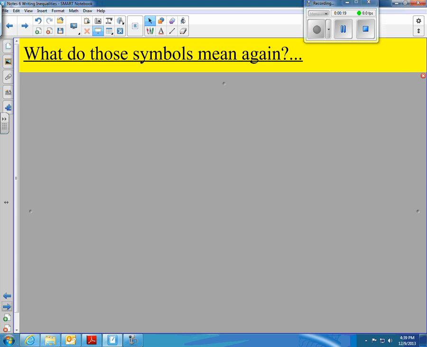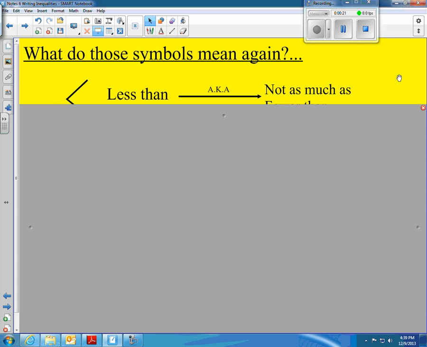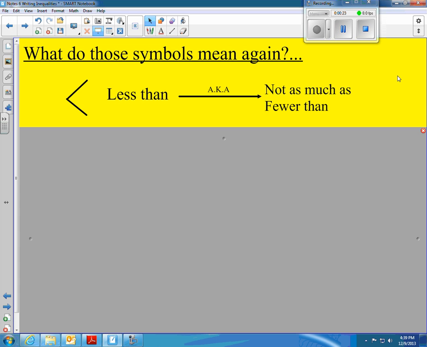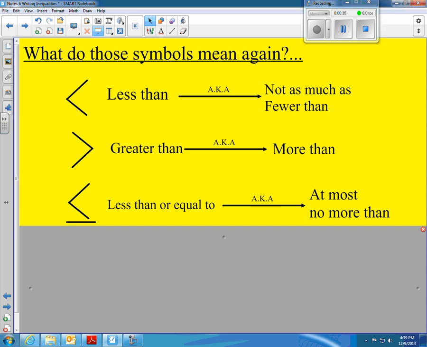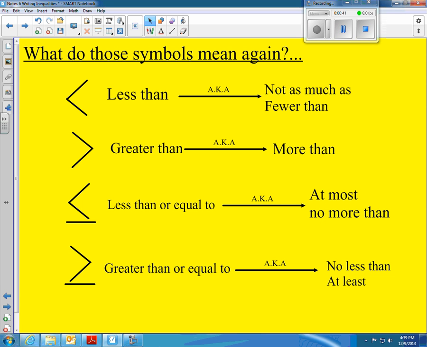First, let's remind ourselves of some of our inequality symbols. If we see not as much as, fewer than, or less than, we're thinking the less than symbol. If we're seeing greater than, we're going to look for words like more than. For less than or equal to, we're looking for at most and no more than. And last, for greater than or equal to, we're going to look at no less than and at least.